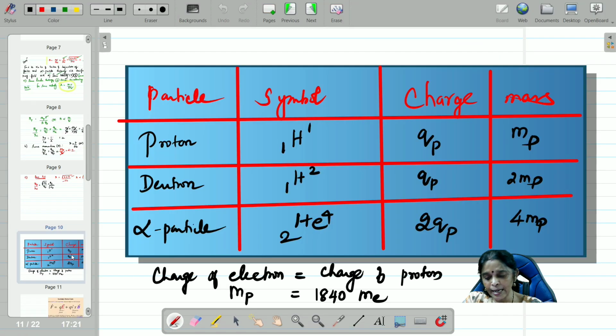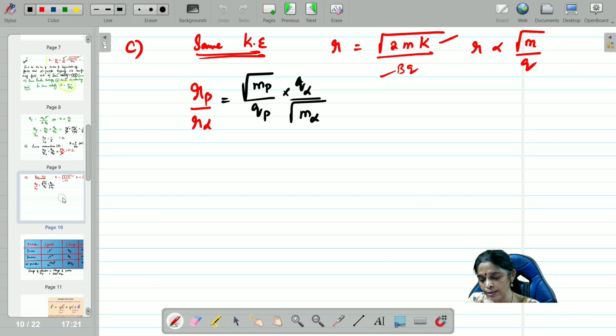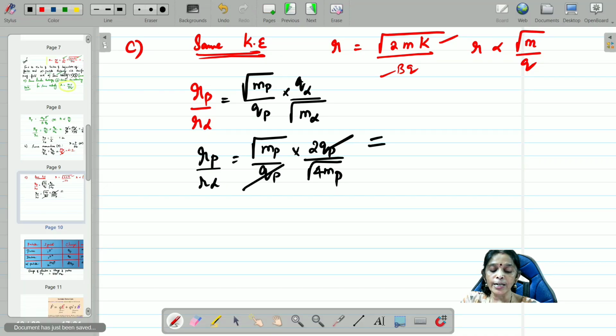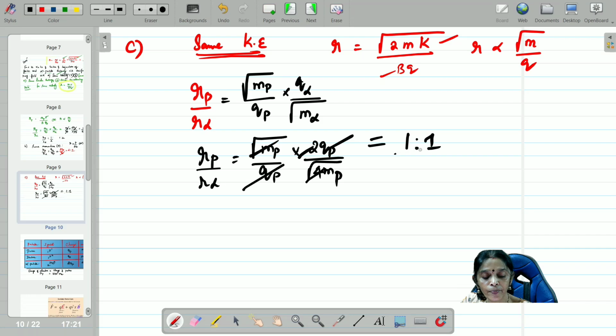Now substitute. This table is there, no? Mass is 4mp, charge is 2qp. Just substitute, that's it. When you substitute, R proton by R alpha is equal to root mp by qp into 2qp divided by 4mp. So what happened, children? 2qp gets cancelled here. Root 4, when you take it out, is 2, so that also gets cancelled. mp also gets cancelled. What is the answer, children? That is 1:1, children. That is all. Same kinetic energy, we got it. Now D.